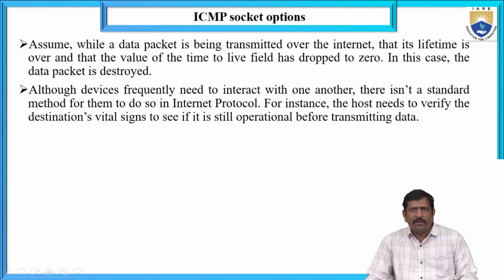And assume that while a data packet is being transmitted over the internet, its lifetime is over and the value of the time to live field has dropped to zero. In this case, the data packet is destroyed. Although devices frequently need to interact with one another, there is no standard method for them to do so in the Internet Protocol. For instance, a host needs to verify the destination's vital sign to see if it is still operational before transmitting the data.